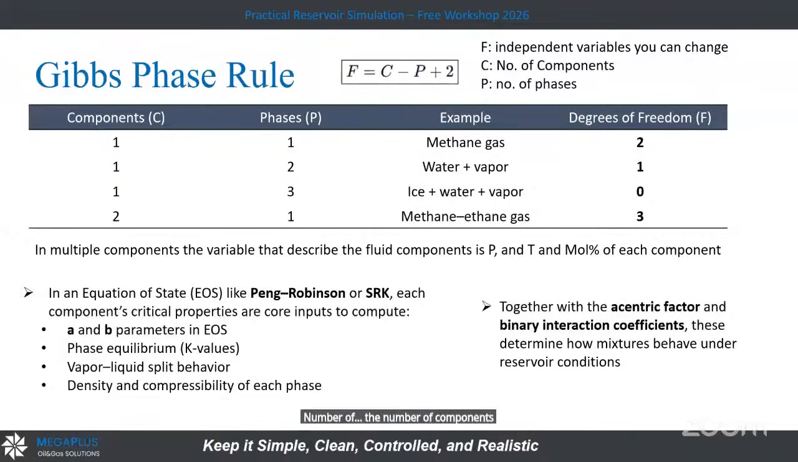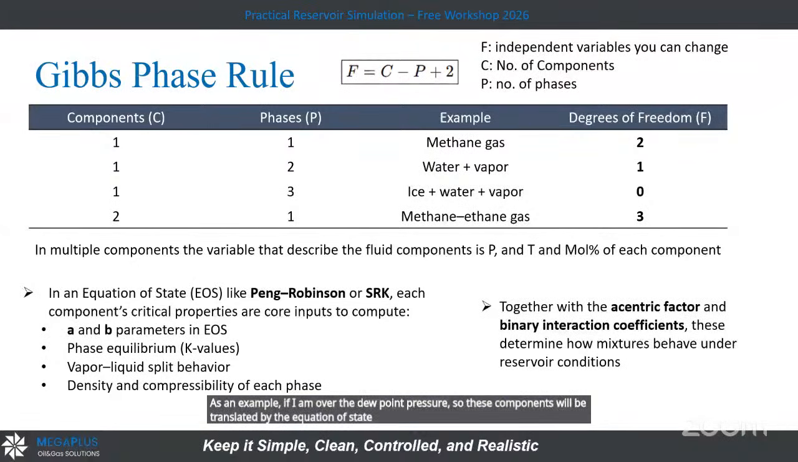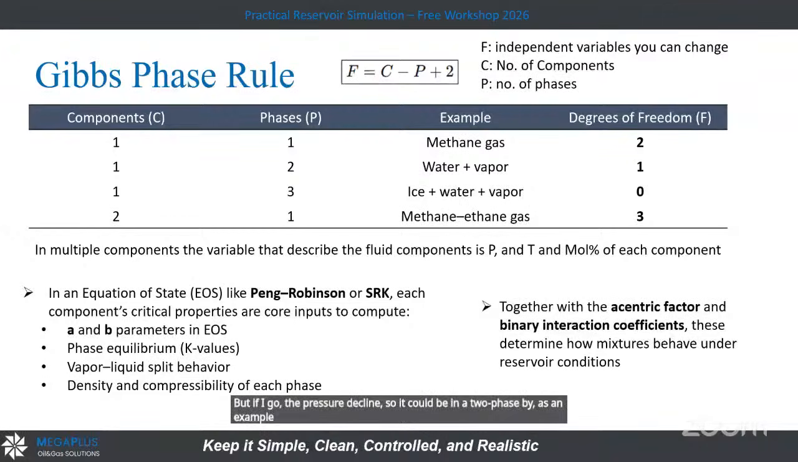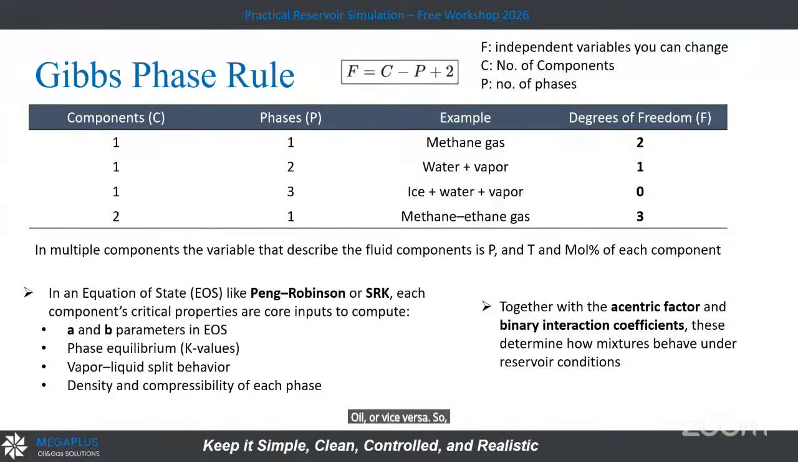So as an example, if I am over the dew point pressure, these components will be translated by the equation of state and tell me it's in one phase. But if I go down the pressure decline, it could be in two phases, as an example, 30% gas and 70% oil, or vice versa. So this is what the equation of state does.